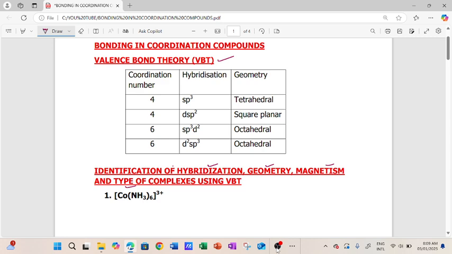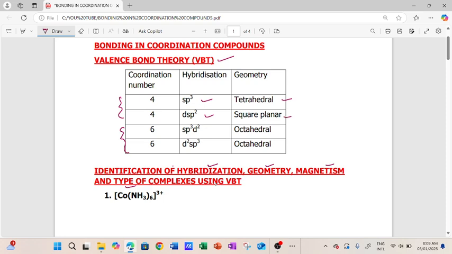In your lesson on coordination compounds, you are especially studying two types of compounds: those with coordination number 4 and those with coordination number 6. If the coordination number is 4, two types of hybridization are possible, sp3 or dsp2. If it is sp3, the structure is tetrahedral. If it is dsp2, the geometry is square planar.